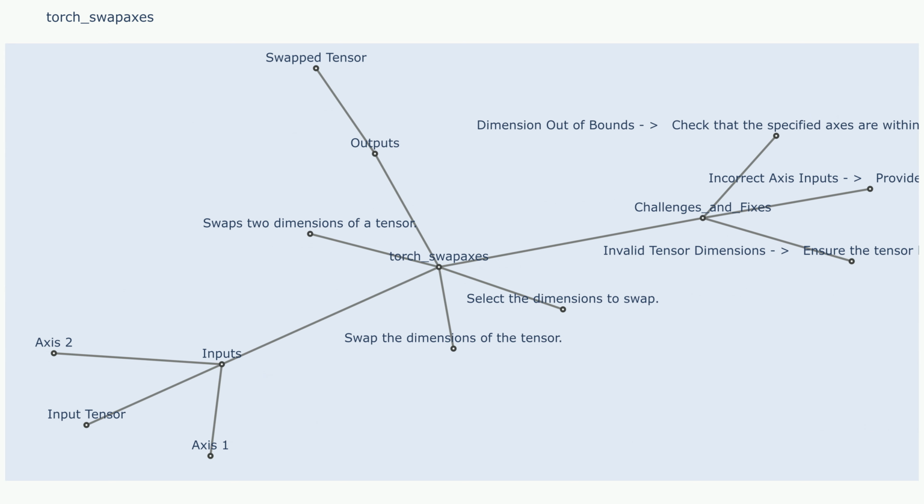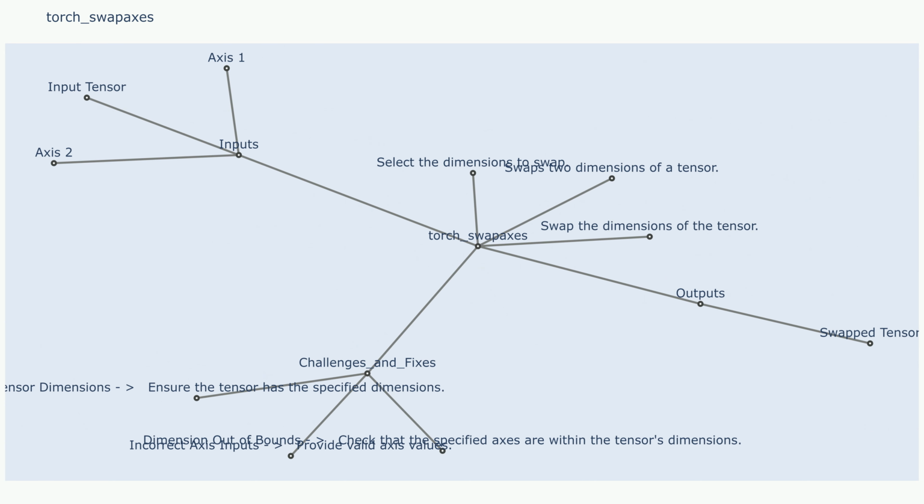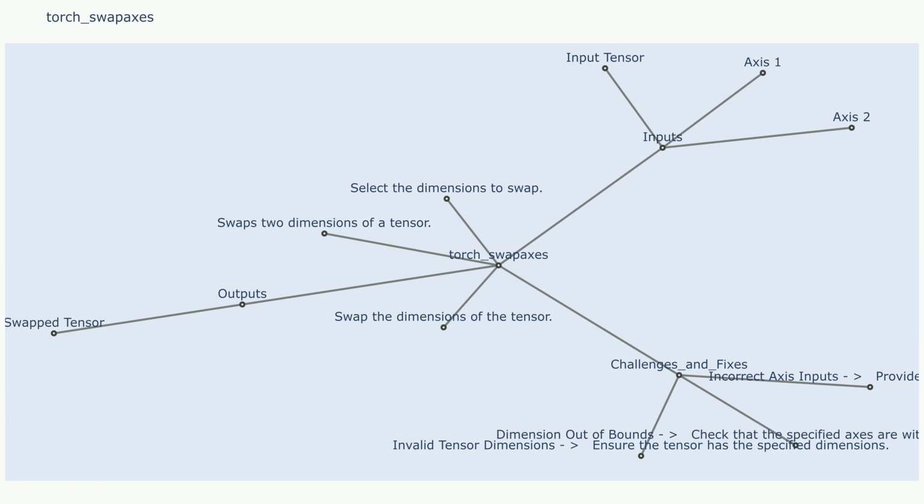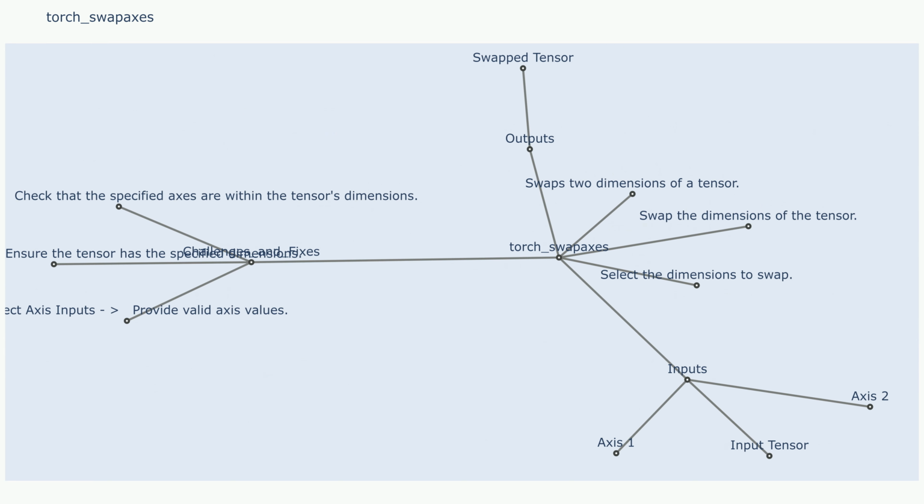Fixes to challenge 1: make sure the provided axis1 and axis2 values are within the valid range of the tensor's dimensions. You can use tensor.ndim to get the number of dimensions and check if the provided axes are within that range. Challenge 2: confusing axis order. If you are not careful with the order of axis1 and axis2, you might end up with an unexpected result, especially when dealing with higher dimensional tensors.